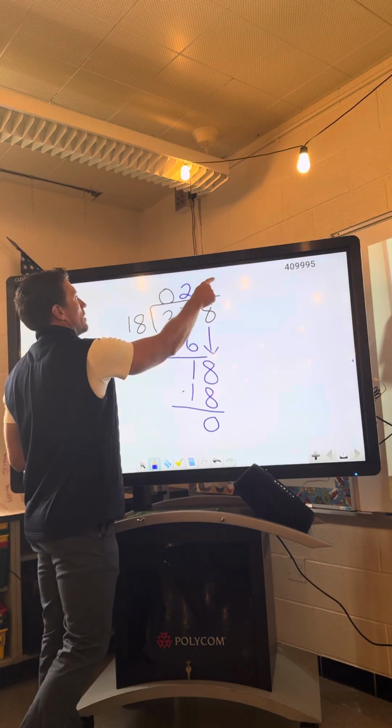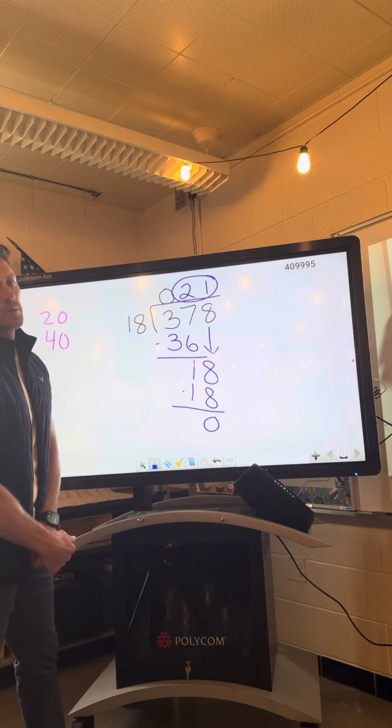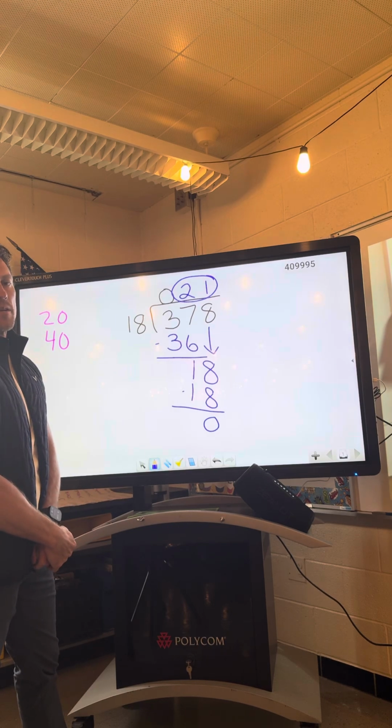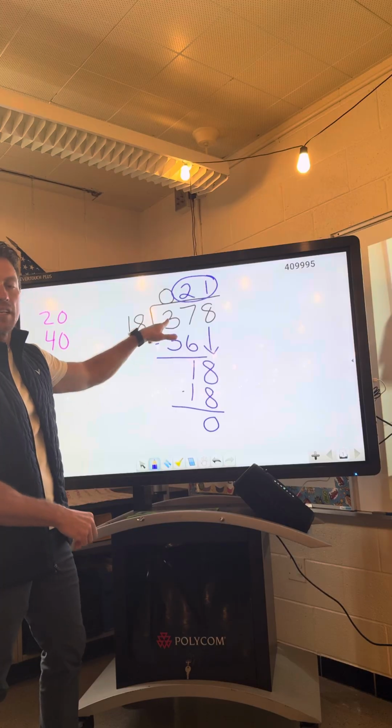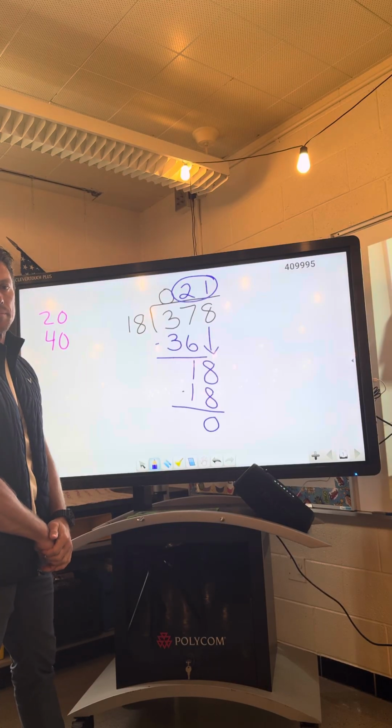My quotient, or the answer to my division problem, is 21. Really what that means is there are 21 groups of 18 that would fit into 378.